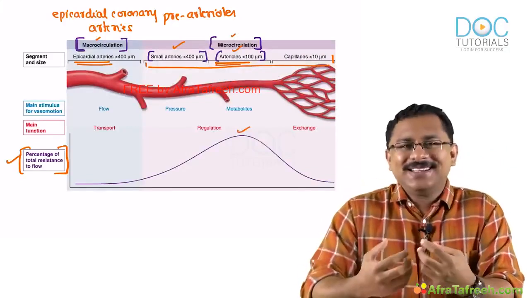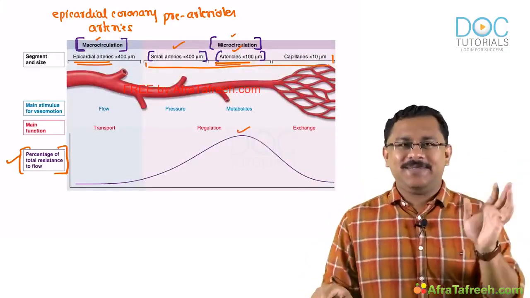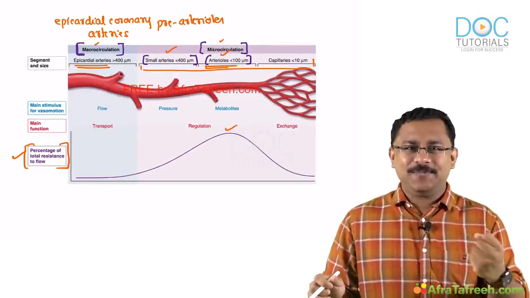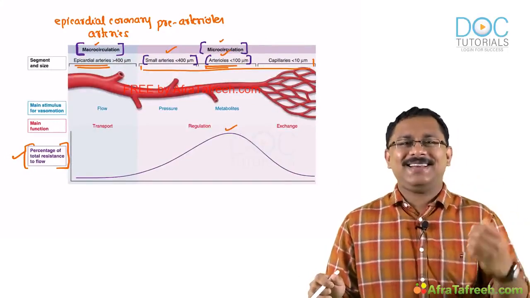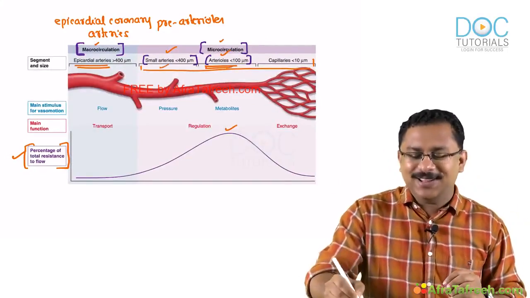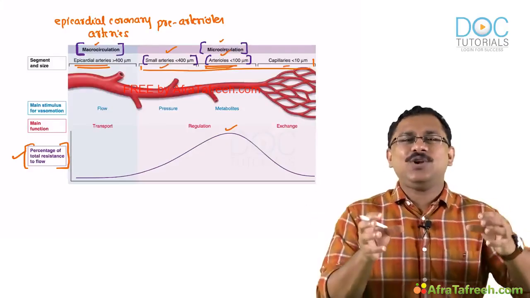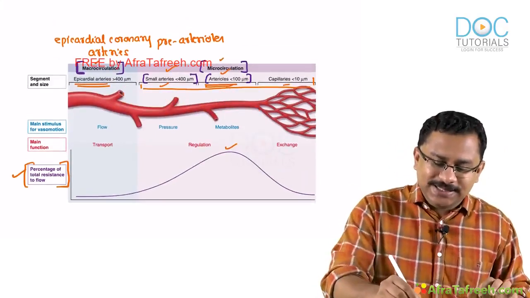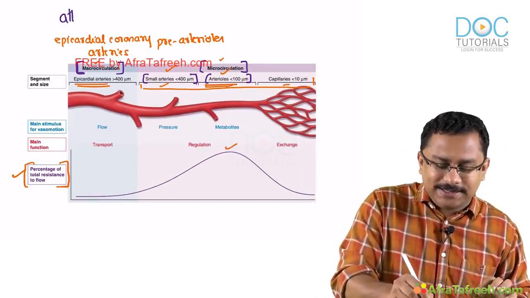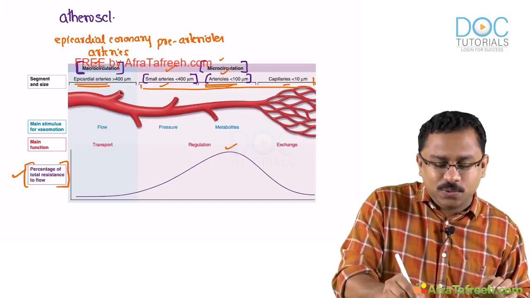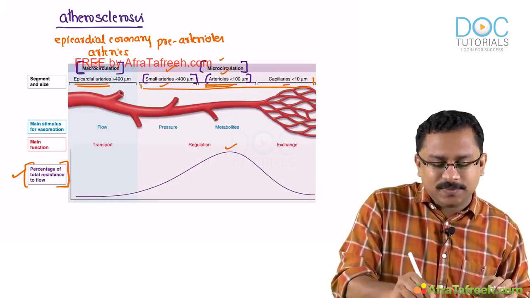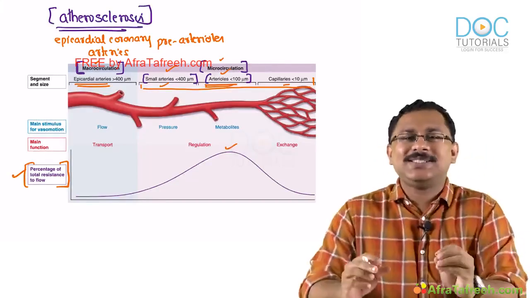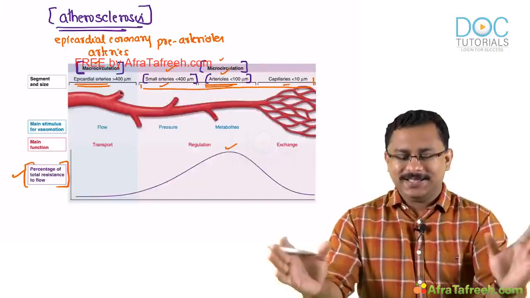Now, having understood atherosclerosis in the previous module, tell me where the atherosclerosis pathology is likely to affect: the epicardial arteries, the small arteries, arterioles, or capillaries? It is the epicardial coronary arteries that may become predisposed to atherosclerosis. So there is an increased predisposition to atherosclerosis in the epicardial coronary arteries.